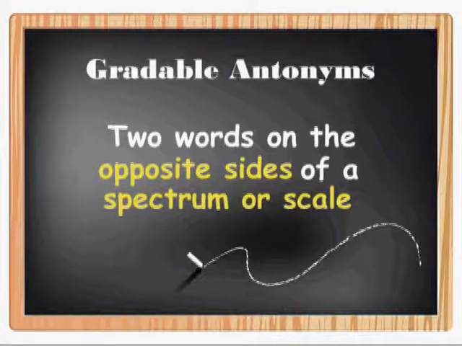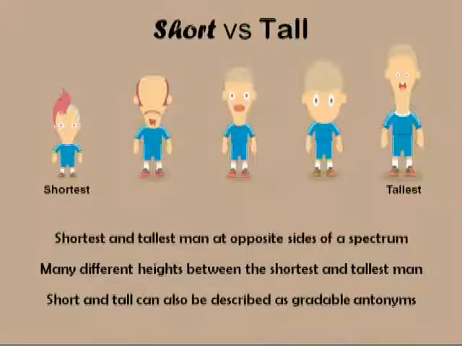Consider the following words: short and tall. The opposite of a short man is a tall man. But as we can see, the tallest and shortest man are at the opposite sides of a spectrum. It is possible to have many men of different heights between the shortest and tallest men. Hence, the words short and tall can also be described as gradable antonyms.